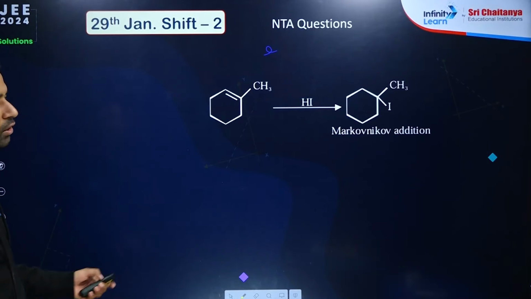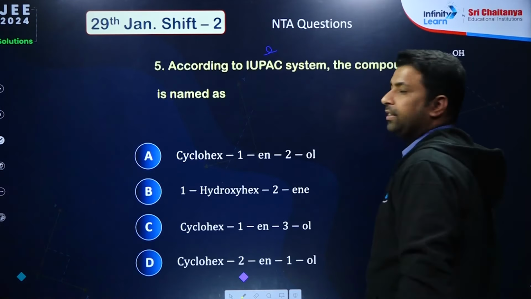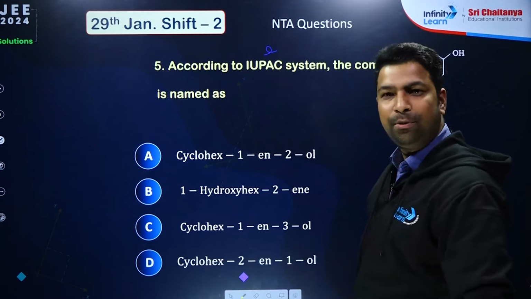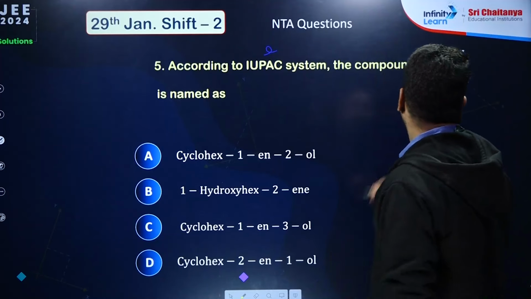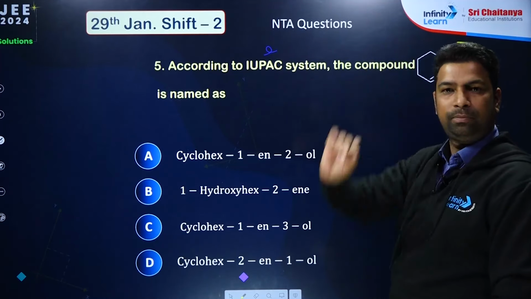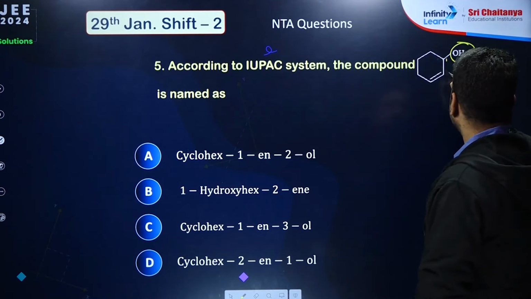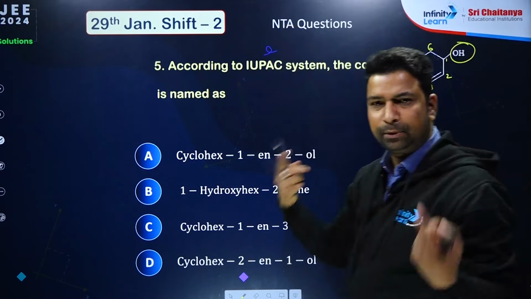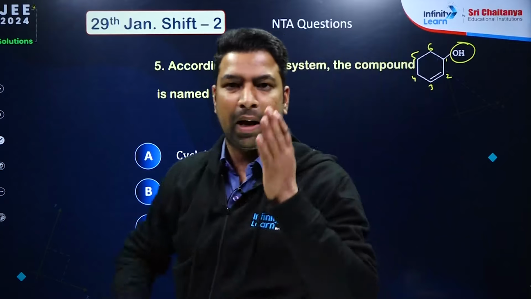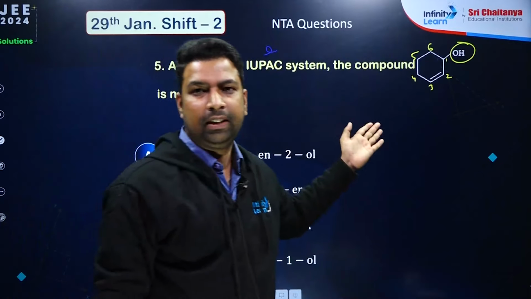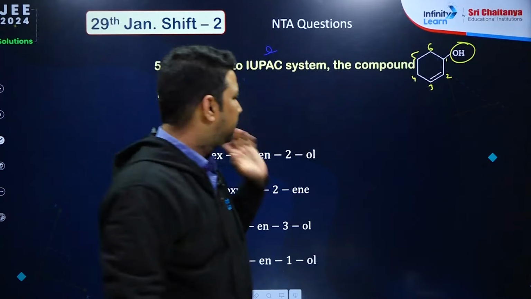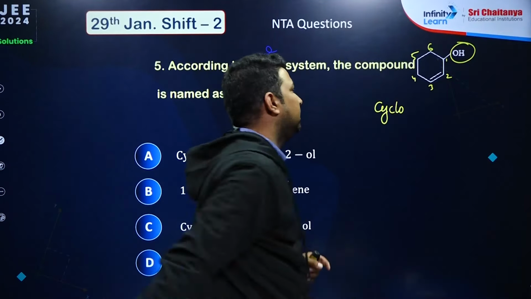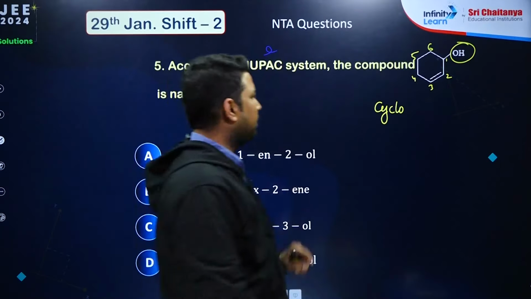This is the Markovnikov addition. Of course, it is an outstanding question and the easiest question of IUPAC nomenclature. OH is the main functional group, so numbering will start from 1, 2, 3, 4, 5, 6. Any substituent out there? No. So secondary prefix should not be there. Primary prefix, that is cyclo. The cyclo word must come because the compound is cyclic. Then word root, 6 member, hex.